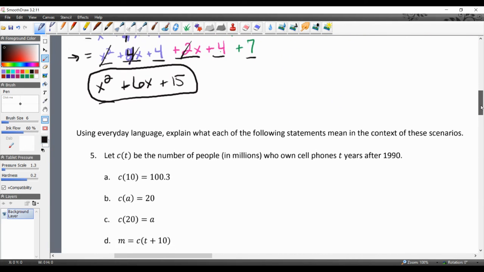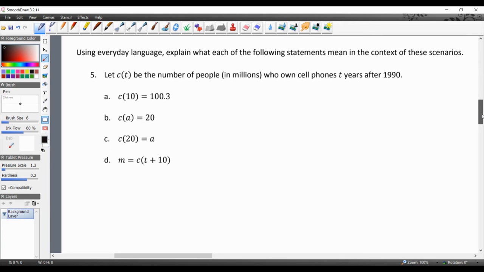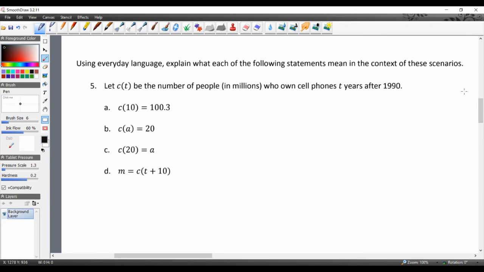We're going to go ahead and do the last two problems. These have a little bit more to do with word problems and how to interpret these. So number 5, again, make sure you copy everything down. Number 5 says to use everyday language to explain what each of these situations mean. So let's look at the first part. It says, let C of T be the number of people in millions who own cell phones, T years after 1990. So so many years after the year 1990.